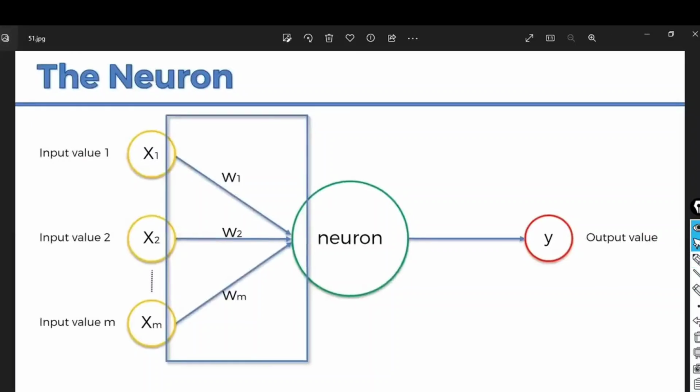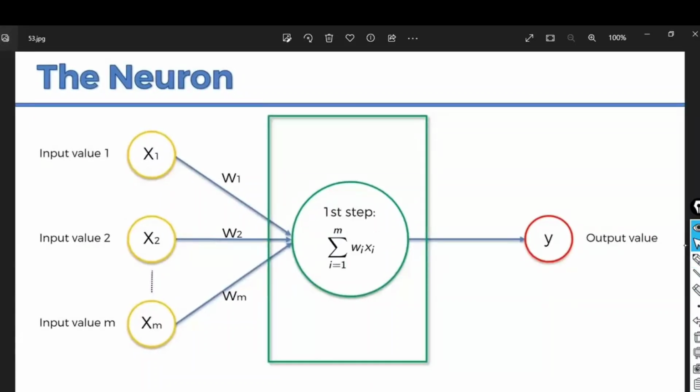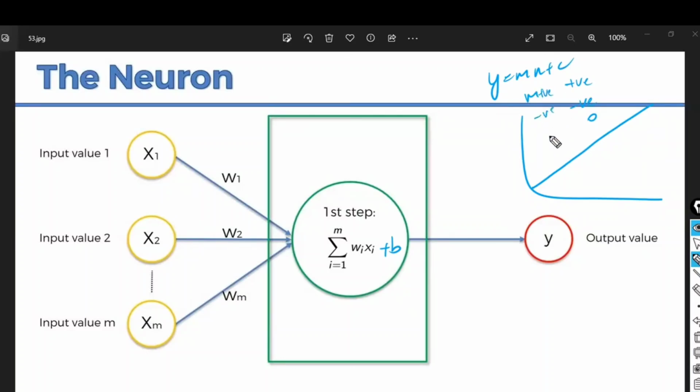First step, it is going to do the sigma wi xi plus b. The b value can be even 0. Sigma wi xi plus b is step number 1. For example, in y is equal to mx plus c, C can be 0. If C is 0, the line will pass through the origin, since y-intercept equal to 0 means it passes through the origin. C can be positive, negative, or 0. Similarly, M also can be positive, negative, or 0.